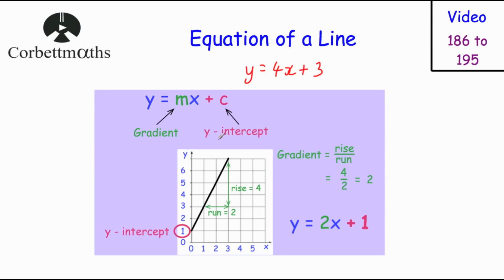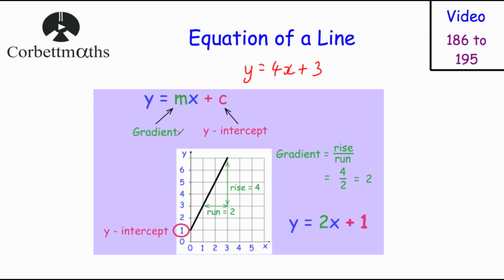This shows you where the graph crosses the y-axis. So this graph, y equals 4x plus 3, has a gradient of 4, and it crosses the y-axis at 0, 3. It has a y-intercept of 3. Now here's part of the Corbettmaths revision card on the equation of a line, and you've got y equals mx plus c, where m is the gradient and c is the y-intercept.